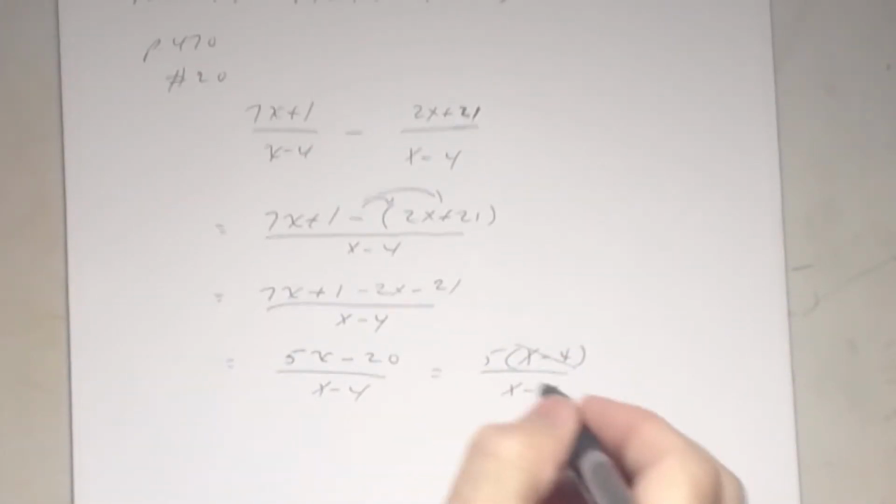Now what's the next step? Divide out your common factors. I can divide out x minus 4. When you cross them out, though, what do you need to put in their place? A 1. So what's the answer? 5 over 1, which is 5. All right, so that's what we talked about last class period.